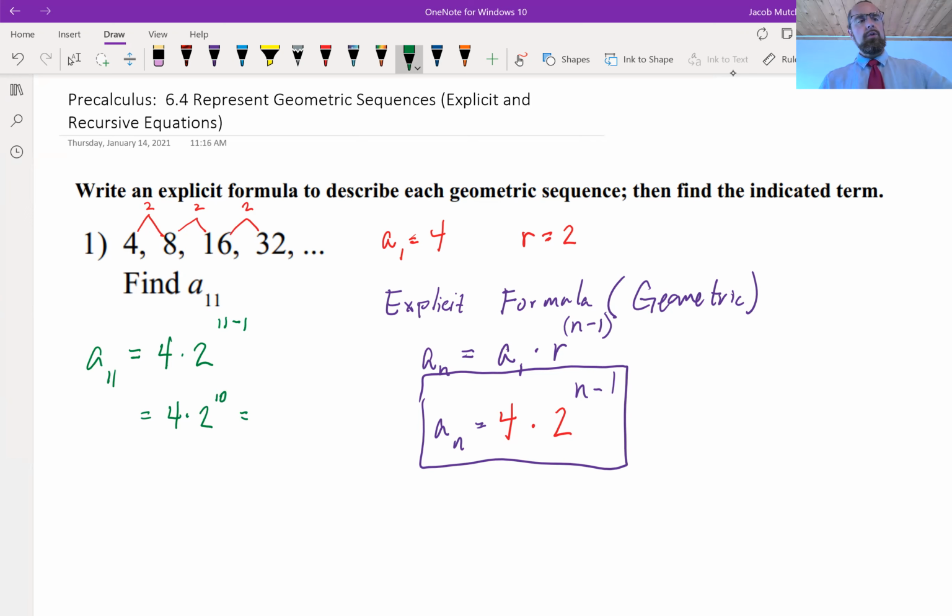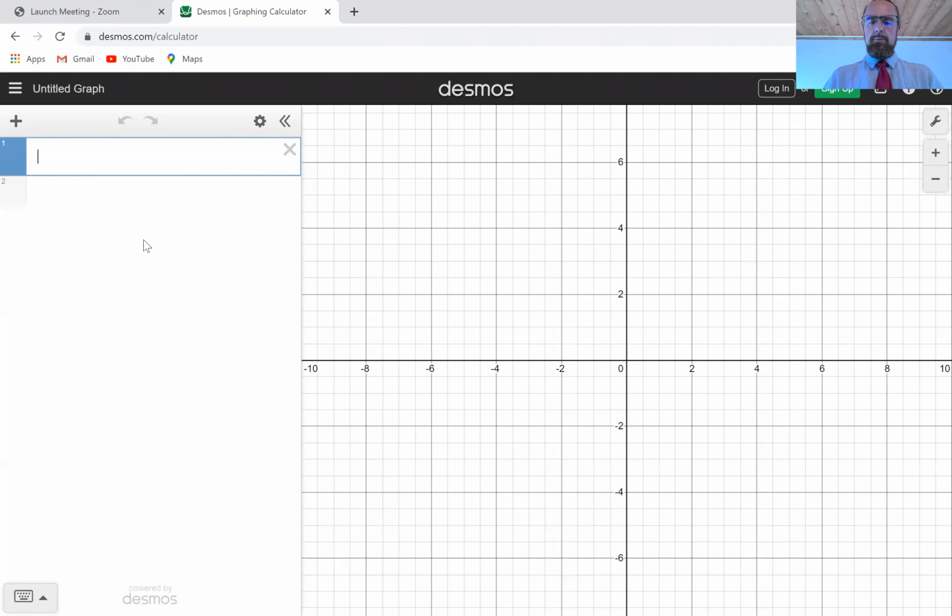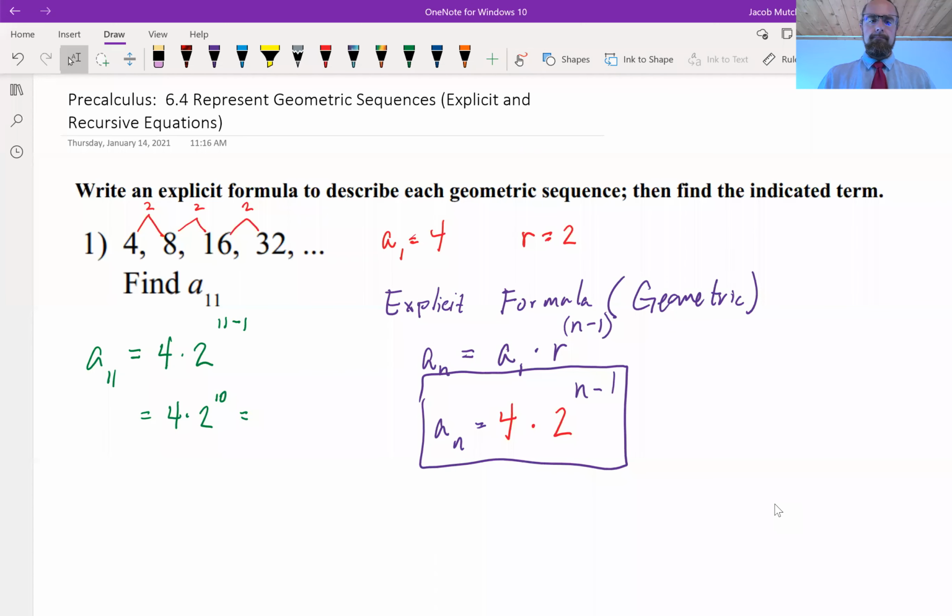And that's a lot to multiply, so I'm going to take that to a calculator and evaluate. 4 times 2 to the power of 10. So we'll type into Desmos here, 4 times 2 to the power of 10. And immediately we get a value here of 4,096. We'll head back to our notes screen to finalize that product. A sub 11 is going to be 4,096. So it does highlight the value of the explicit formula. It makes calculating those large numbers quick.